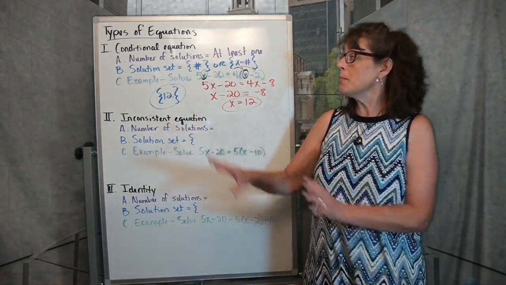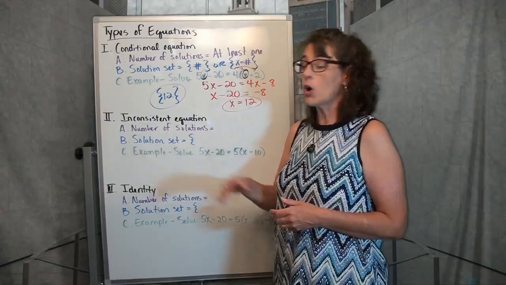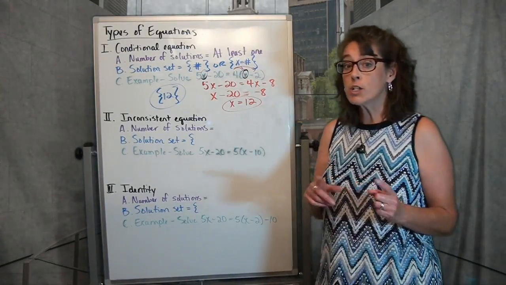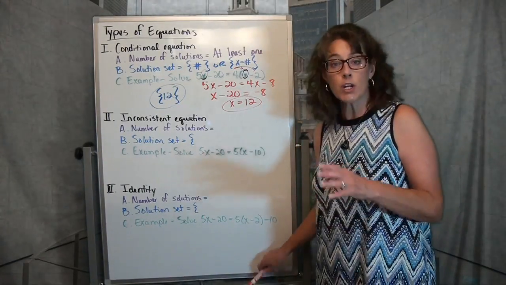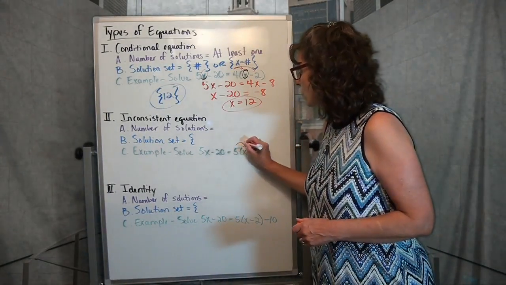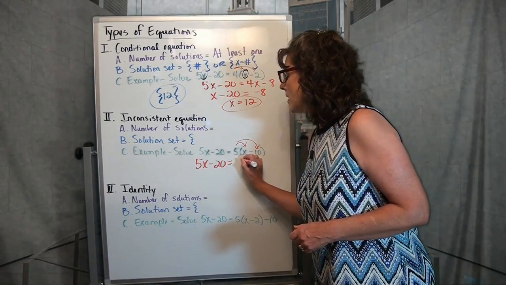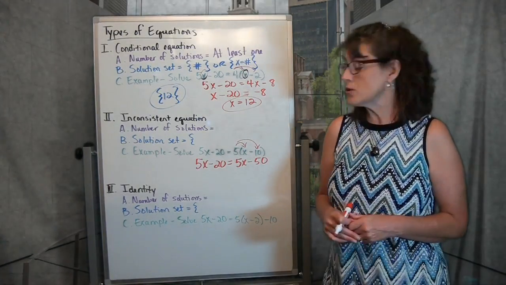So let's compare the conditional equation with the other two types of equations. The next type is what we call an inconsistent equation. Now, an inconsistent equation, watch what happens here. It looks very much like every other type of equation, so we know in order to solve it, we're going to distribute first. And when we distribute, we're going to get 5x minus 20 equals 5x minus 50. We're going to subtract that 5x from both sides.